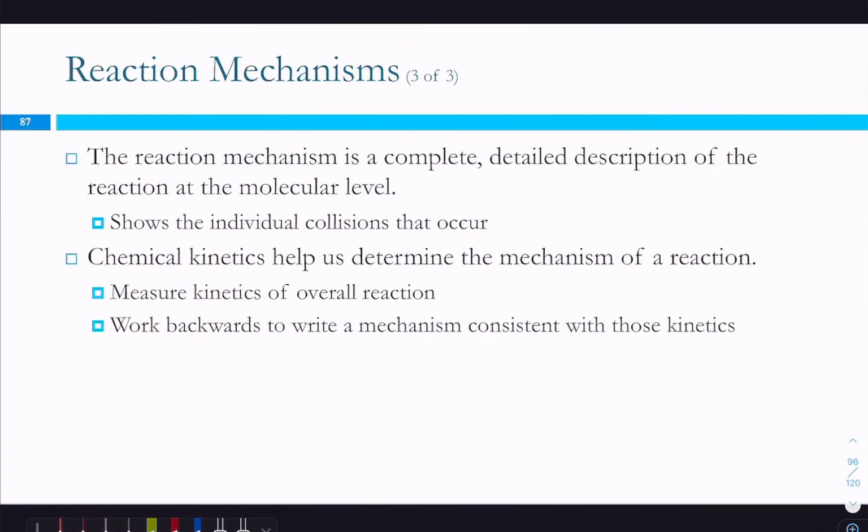So the reaction mechanism gives you a complete detailed description of what's happening at the molecular level. So like step by step, this is actually what's occurring, instead of just looking at what goes in one end and what comes out the other. It's kind of like a factory, right? If you had a factory and they're shipping in, I don't know, aluminum and different metals and plastic pellets into a car factory, and then cars come out the other end, the overall reaction is metal and plastic in, car out.